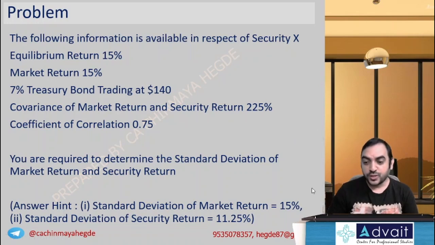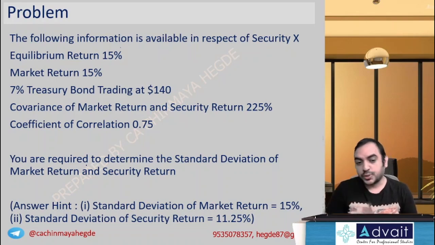Okay, so come to this problem. The following information is available in respect of security X. Equilibrium return 15%, market return 15%, 7% treasury bond trading at $140. Covariance of market return and security return 225%. Coefficient of correlation 0.75. You are required to determine the standard deviation of the market return and security return.